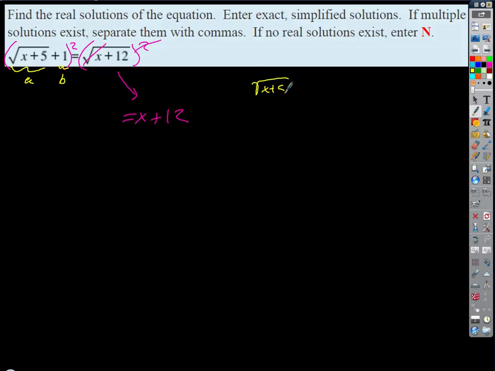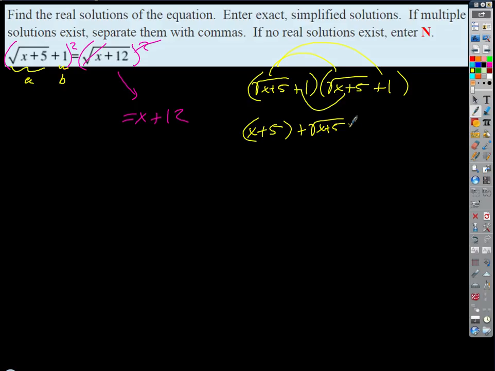square root, let's do it this way. I'll multiply it by itself this time, because that's the same thing as squaring, right? So if I distribute square root of x plus 5 times the square root of x plus 5, it's just x plus 5. Square root of x plus 5 times 1 is the square root of x plus 5, 1 times the square root of x plus 5 is square root of x plus 5, and 1 times 1 is 1. Well, those two are like terms.